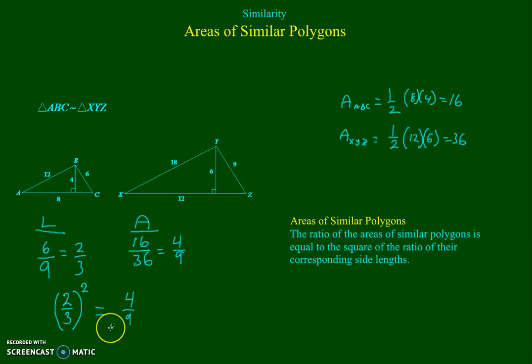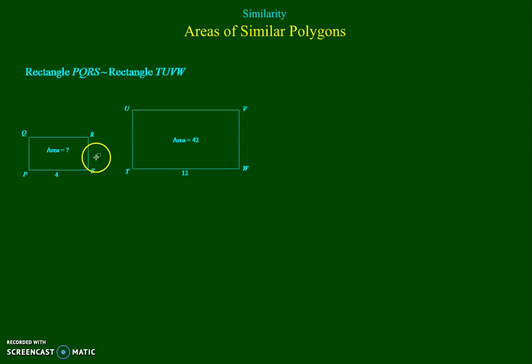Very important idea here. Let's go ahead and put this into practice in an example. In this example, we have two rectangles. Rectangle PQRS is similar to rectangle TUVW. We're looking for the area of rectangle PQRS. We have the area of the other rectangle, and we have corresponding side lengths, PS and TW. So let's begin and see how to find out what the area of PQRS is.